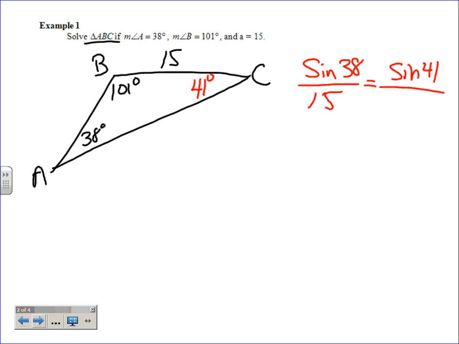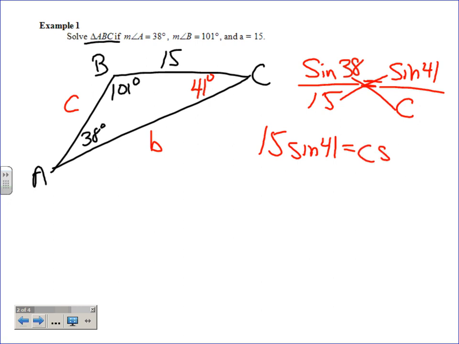And so it's going to be over what? What letter should I put on the bottom? Side C, exactly, because side C would be sitting right over there and side B is there. I didn't write them in to see if you could figure that out. And now here you just kind of have to be careful with your calculator. So take 15 times that, so 15 sine of 41. Now again, this is the way that I do it. This is the way I taught it in geometry, because when the 2 fractions are equal, that's when you can take that diagonal and set it equal to the other diagonal, which is C times sine of 38.